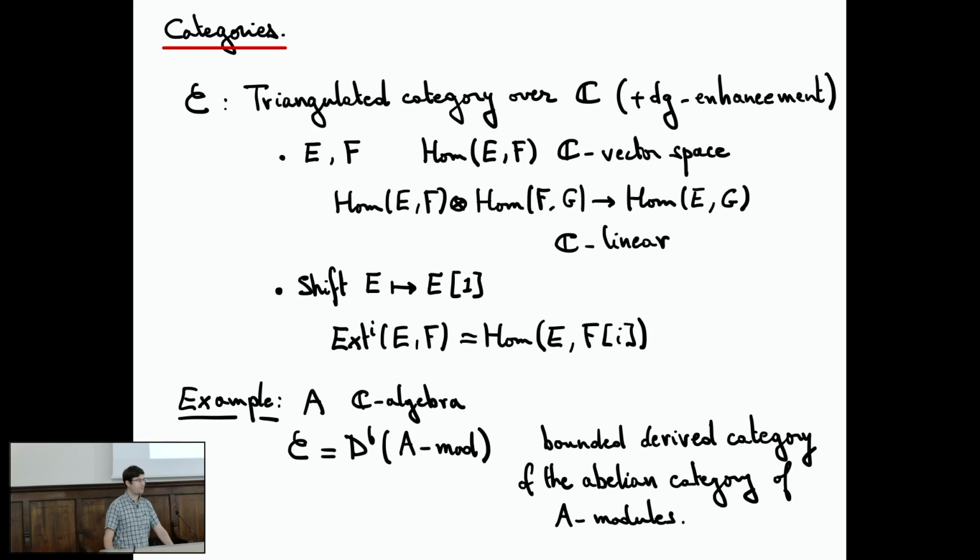And so the first example you should keep in mind, especially if you come from representation theory of algebras: if you have a C-algebra, you can look at the abelian category of modules over this algebra, and then you can look at the bounded derived category of this abelian category. It will be an example of the categories we are considering. And in this context, if, for example, E and F are complexes consisting of a single non-zero term in your category of A-modules, these Ext groups are the usual Ext groups from modules over an algebra.